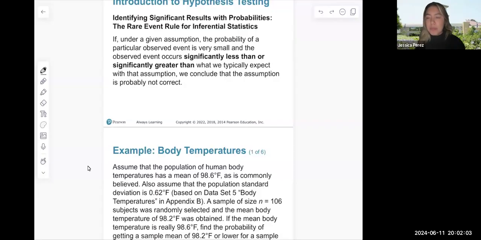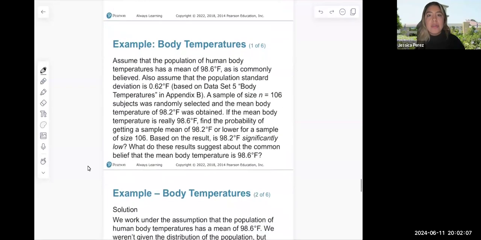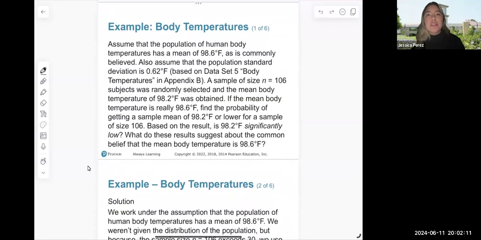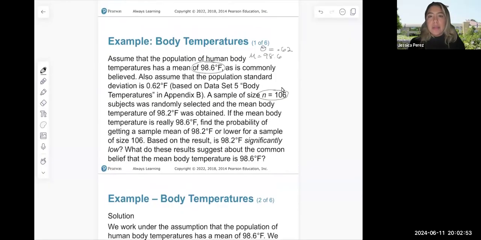So we're going to do another example. We have assumed that the population of human body temperatures has a mean of 98.6, as it's commonly believed. We also assume that the population standard deviation, sigma, is 0.62 Fahrenheit. Based on Data Set 5, the body temperatures in Appendix B, we know that the sample size n is 106, randomly selected, and the mean of the body temperature is 98.2.